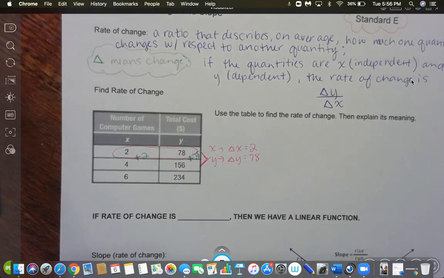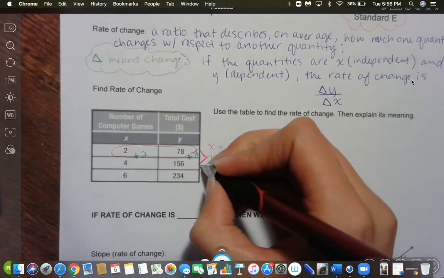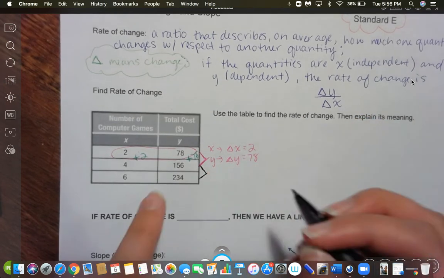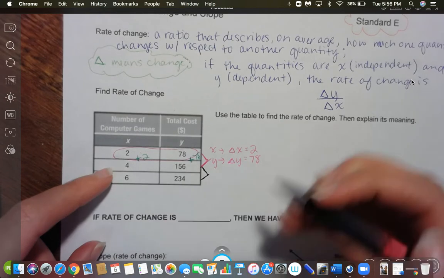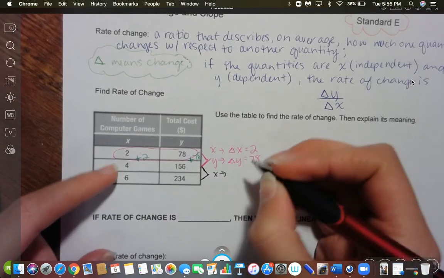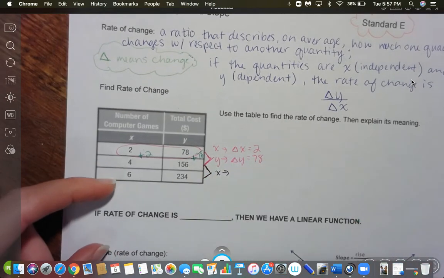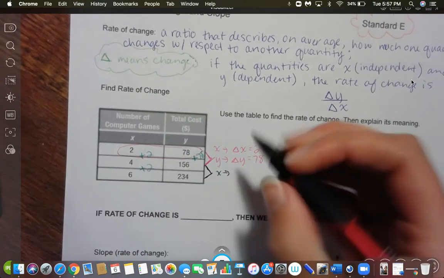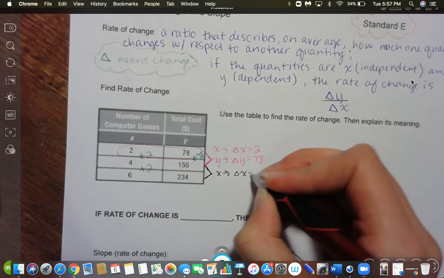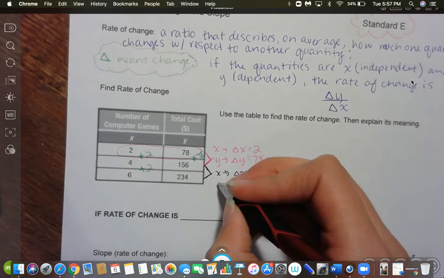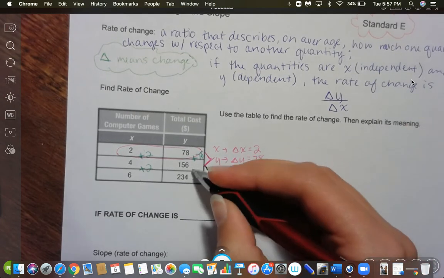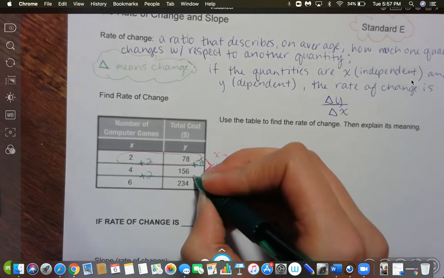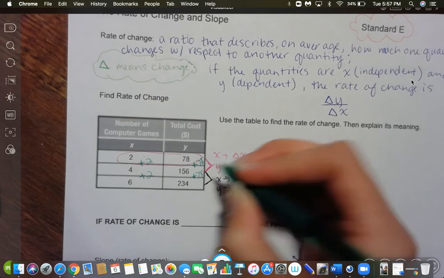Now let's look at these two. If we look at the x again, to get from 4 to 6, we add 2. So our change in x is 2. For y, to get from 156 to 234, you can put it in your calculator, but you'll see that we add 78 again.